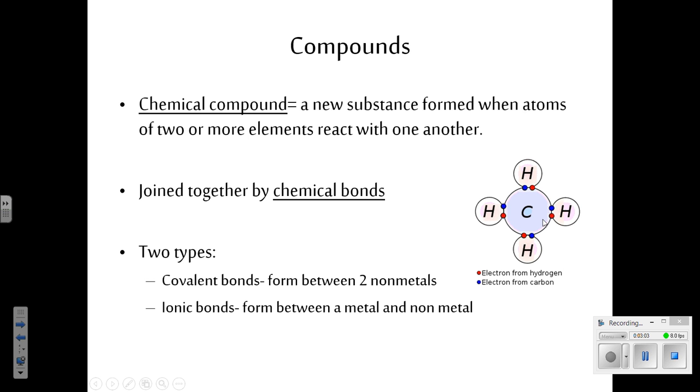So this picture here is showing CH4, which is methane gas, and it's showing a covalent bond between the carbon and the hydrogen. Since both carbon and hydrogen are nonmetals, we know that it has to be a covalent bond. Plus, they are sharing those electrons between them, and that's what happens in a covalent bond.